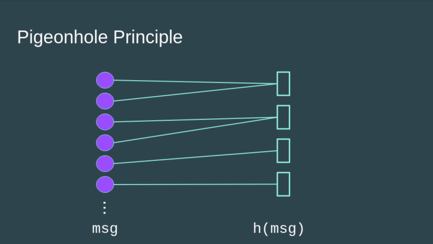Because the input size is variable and the output size is fixed, hash functions are subject to the pigeonhole principle, which says when you have m items to fit into n containers where m is greater than n, there will necessarily be more than one item in at least one container. And for the hash function, this is true. This means that there will be 2 or more messages that hash to the same value.